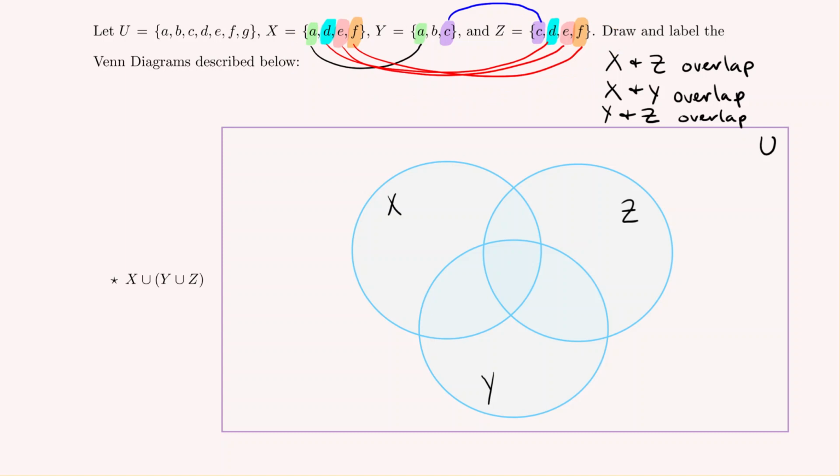So let's ask ourselves, are there any elements that belong to X, Y, and Z? Looking at what we wrote above, no elements belong to X, Y, and Z, so we're going to leave this empty. The next locations with the most overlap are the overlaps of two sets at a time. So we have the overlap of X and Y, X and Z, Y and Z. So let's identify which elements should belong in these locations.